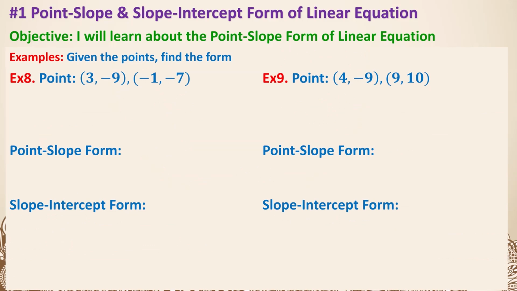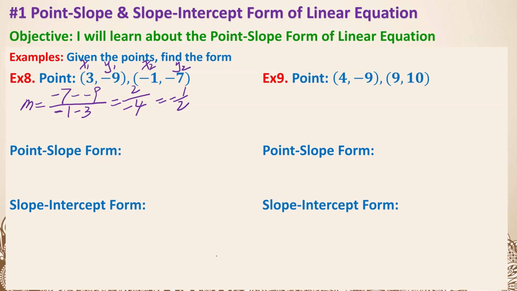This time you're given 2 points. It's asking to find the point slope form, and then it's also asking to write it into slope-intercept form. So let's have a look. First, of course, we're going to need to find the slope. Let's label them. You can always label them if that makes things clearer for you. So y2 minus y1 is -7 minus -9 over x2 minus x1, which is -1 minus 3. On the top, -7 plus 9 is a 2. On the bottom, -1 minus 3 is a -4. The whole thing simplifies to be -1/2.